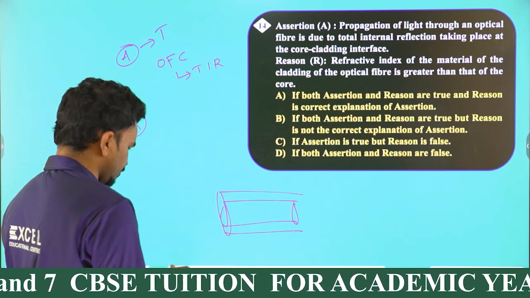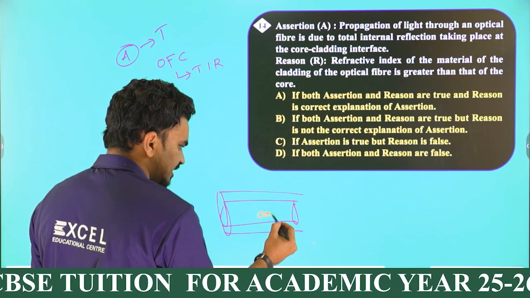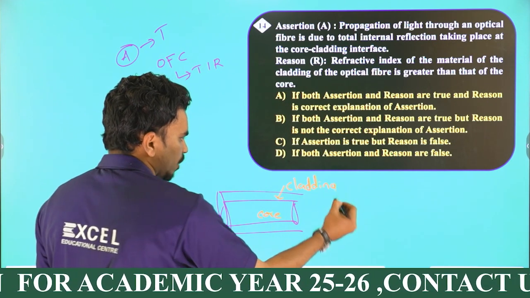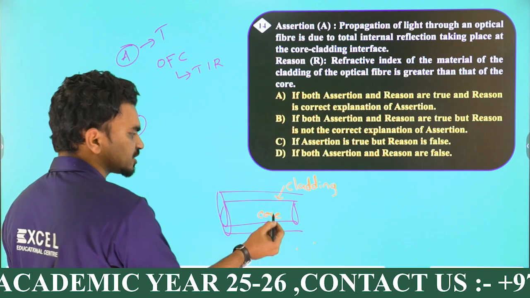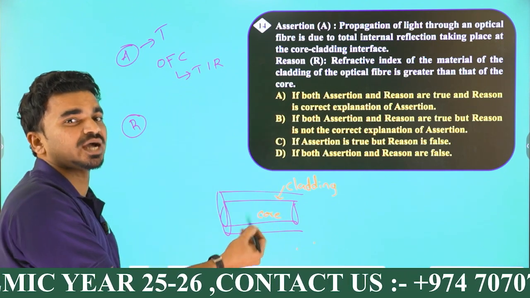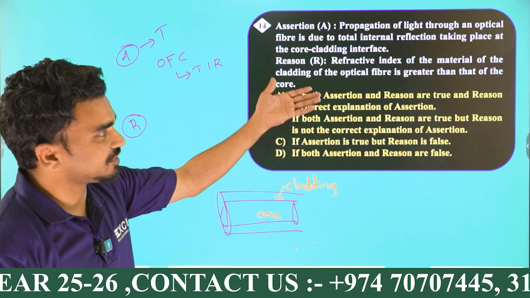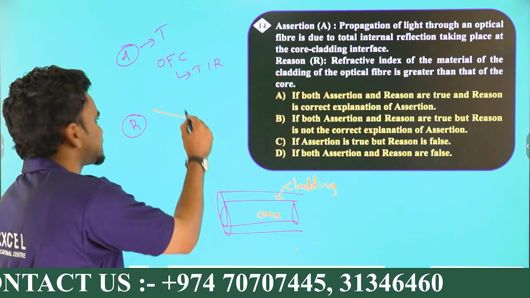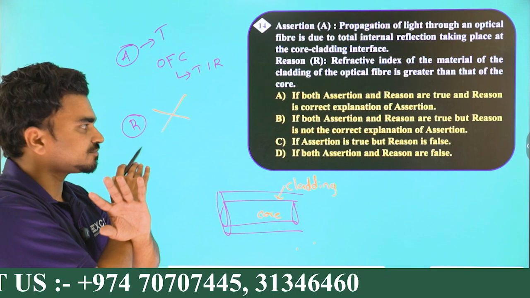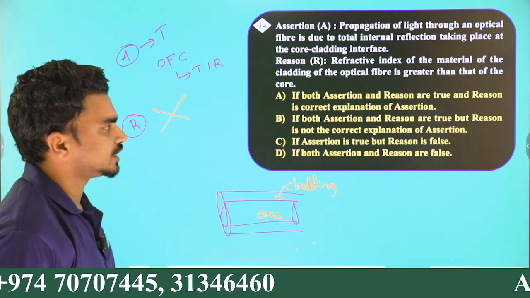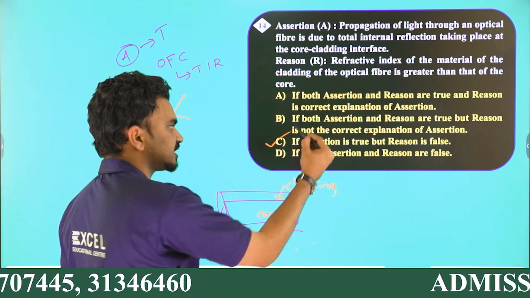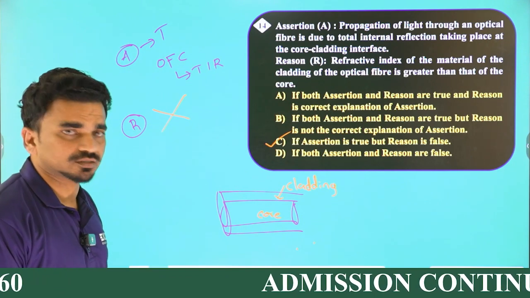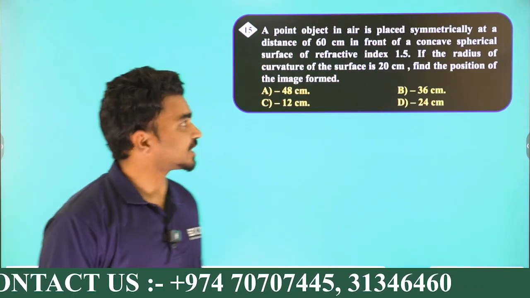What do we call the core? The inner side is the core, and the outside is the cladding. So for TIR to occur, the inside must have the higher refractive index. So the core should have the higher refractive index. But here it is given wrong, that the cladding has the higher refractive index. So the reason is false, we won't agree. So the assertion is true, the reason is false. Option C is the right answer. Got the idea? Yes. Now let's solve the next type.